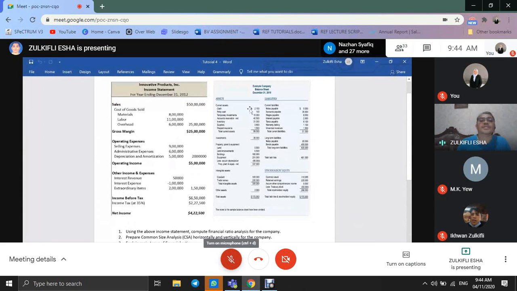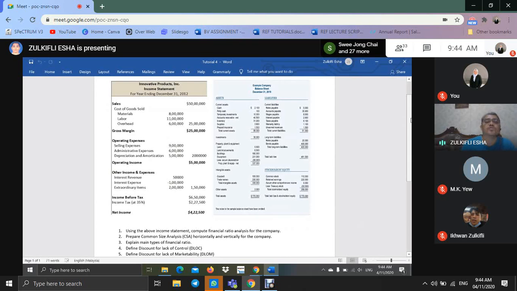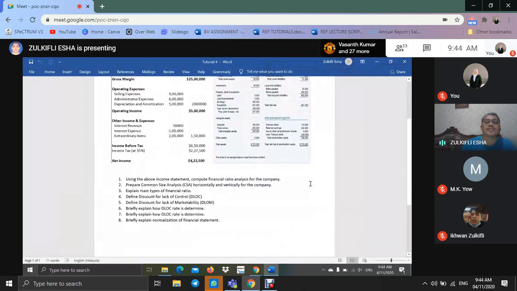So this is the income statement and balance sheet. As I mentioned earlier, by right it has to be the same company's income statement and balance sheet, but it doesn't matter. The main purpose of this tutorial is for you guys to calculate all the different types of ratios. So you may use the figures to compute all the different types of ratios. So this is the task, the question. Using the above income statement, compute financial ratio analysis. So you may need to perform the horizontal and vertical analysis. And then the second question, prepare common size analysis.